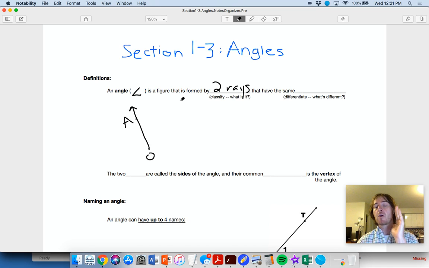Remember, when we're coming up with definitions, we need to classify something in terms of what the figures are, and we need to differentiate it. And an angle is 2 rays that meet at a common endpoint. For this ray, and for this ray, we'll call it OC right here. They have the same endpoint, or common endpoint, as you'll see there. And that's what an angle is.